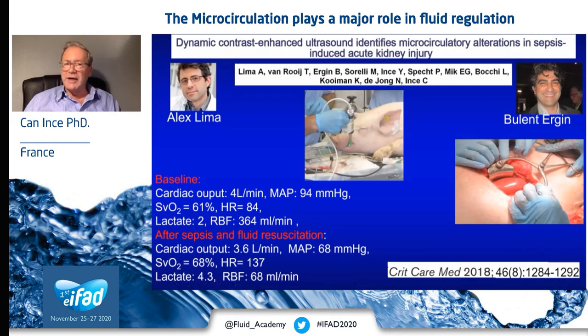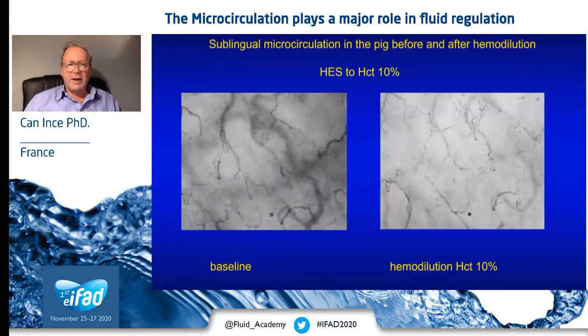So how does this work in practice? Here we have a pig experiment done by Alex Lima and Bülent Ergin. We look at the microcirculation underneath the tongue, and we start to hemodilute this animal in much the same way as I showed in the cartoon in the beginning. Here you see the baseline, and here we see later on. Unfortunately, my video isn't working, but you can clearly see that there are a lot fewer vessels being perfused, and it's going much faster. So even though it's going faster, there are fewer red blood cells.